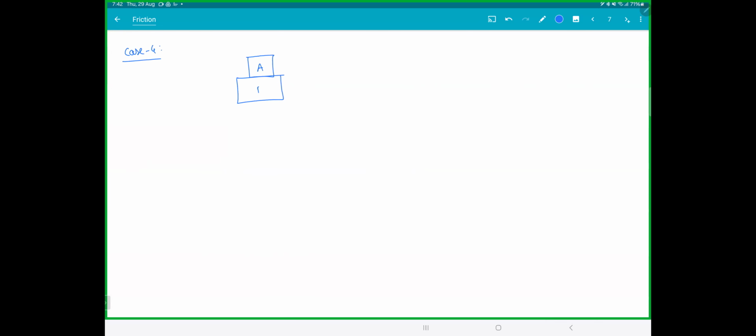Suppose A and B both are there. Let's say A is going with 2 meters per second. B is going with 1 meter per second. Now what is the direction of friction? What is the direction for everyone?